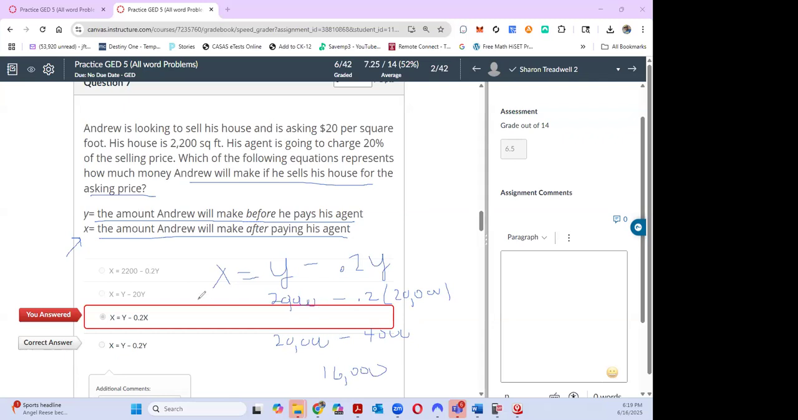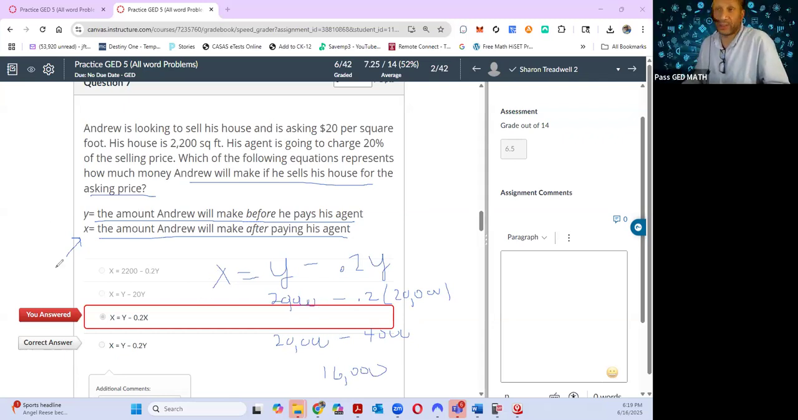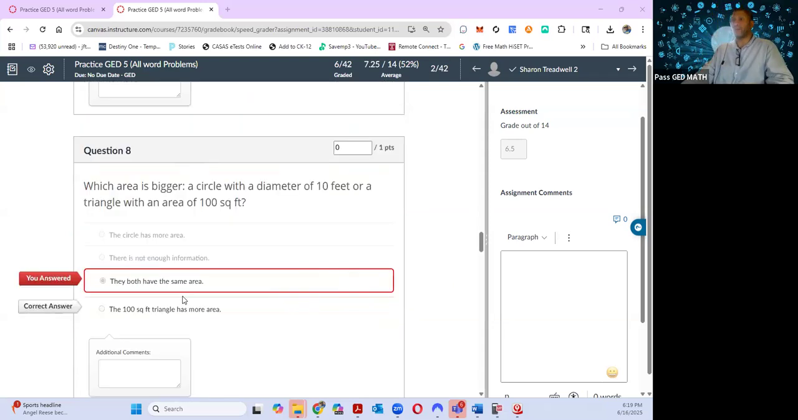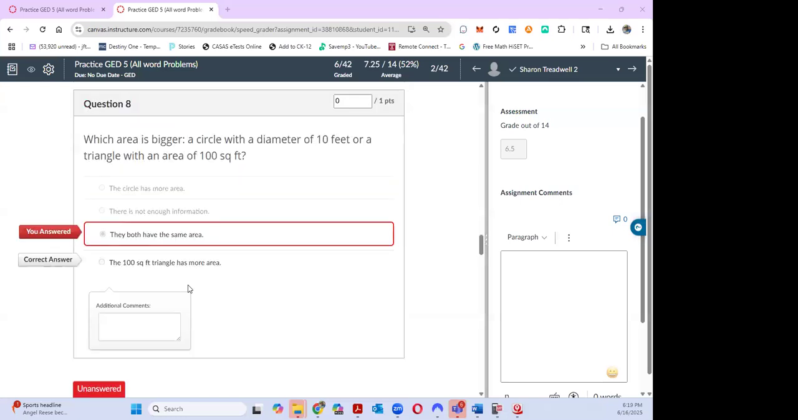Put numbers in to see if it makes sense. A lot of times people have problems with algebra. Just plug something in that makes sense and then see if it comes out and makes sense, right? All right. How about this one? Which area is bigger?